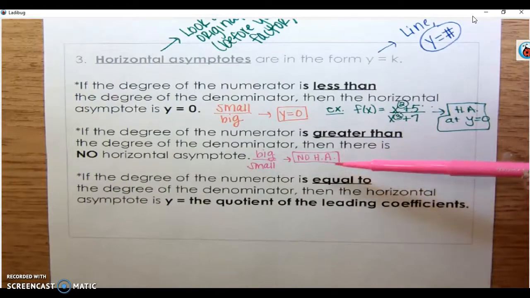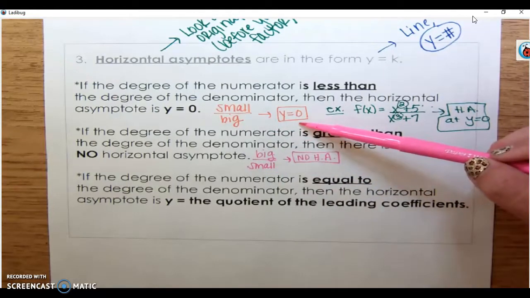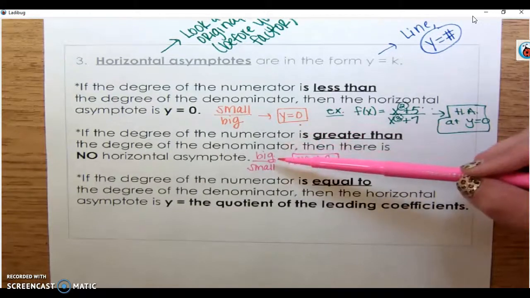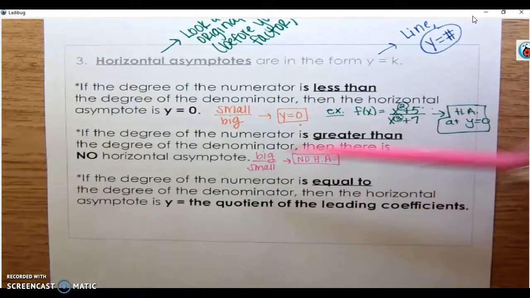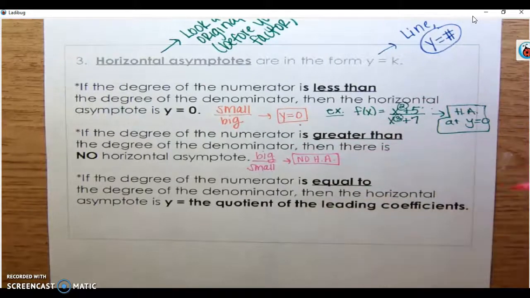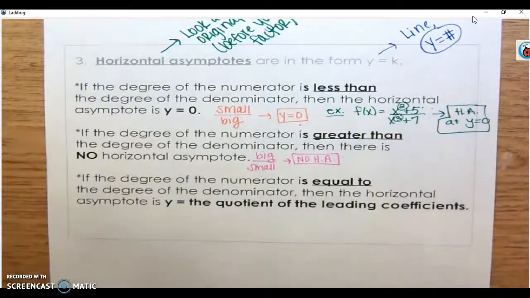And then that way you can just remember if it's not big over small, then it has to be 0 for small over big. Okay? So just think about, it can be like an animal. Think of a big animal sits on a little animal. There's no animal left to see. So there's no horizontal asymptote.